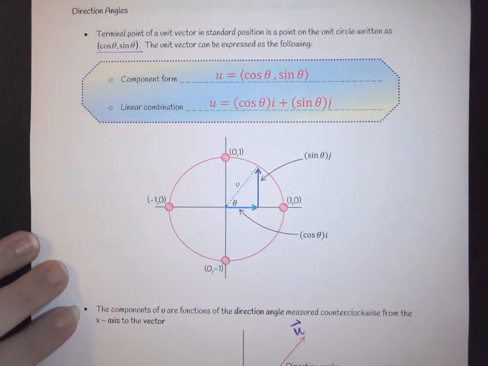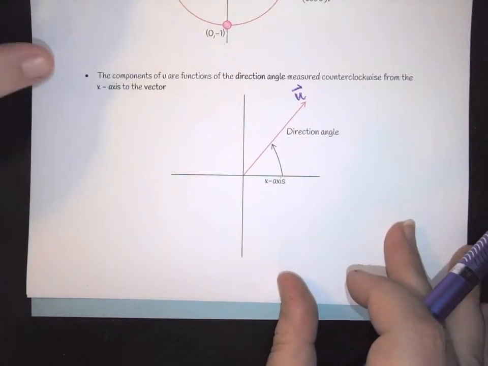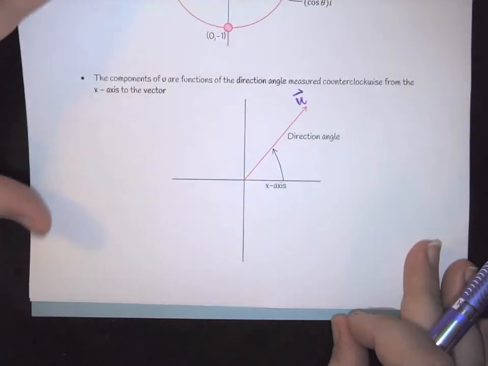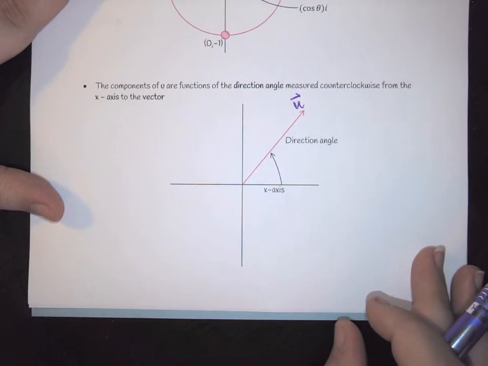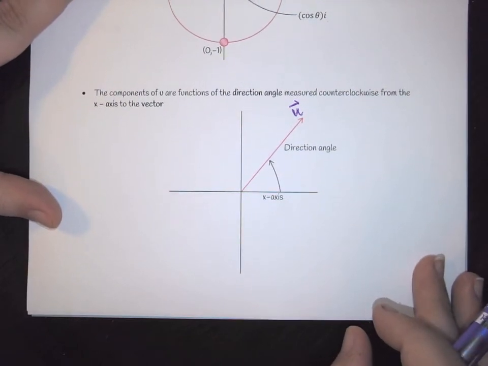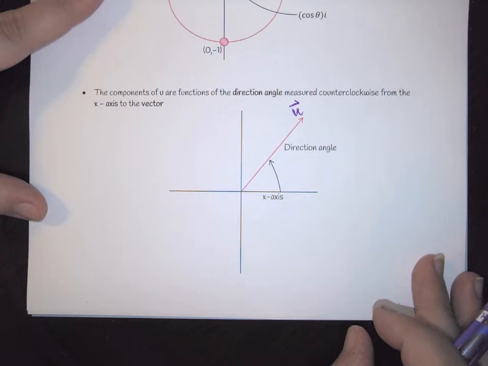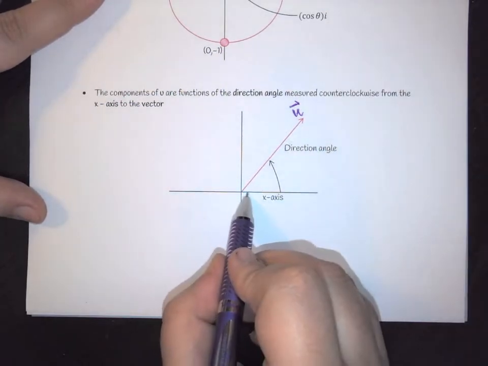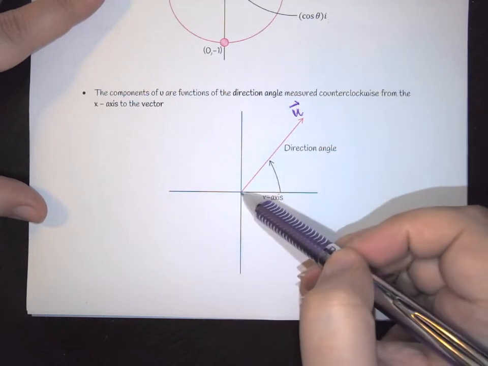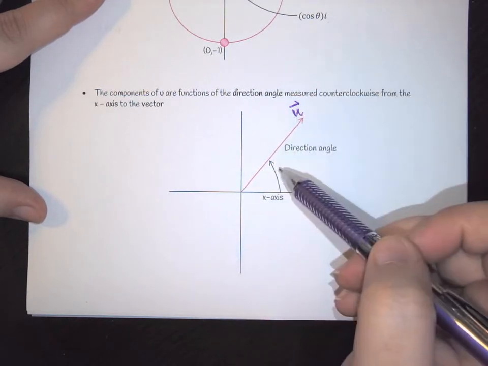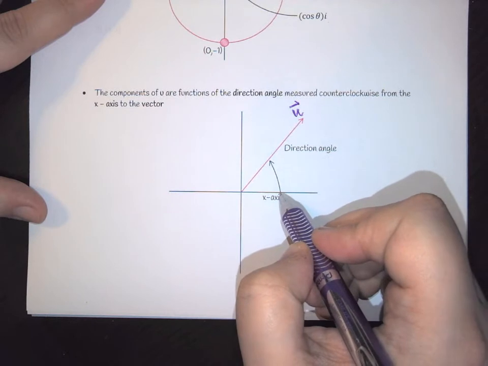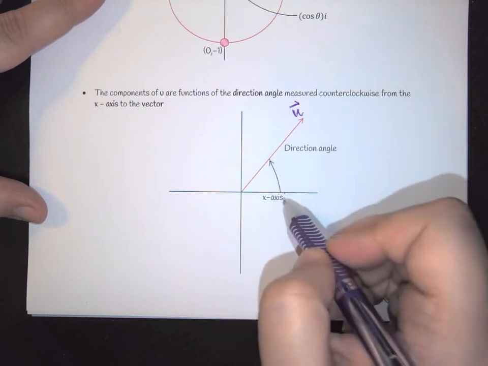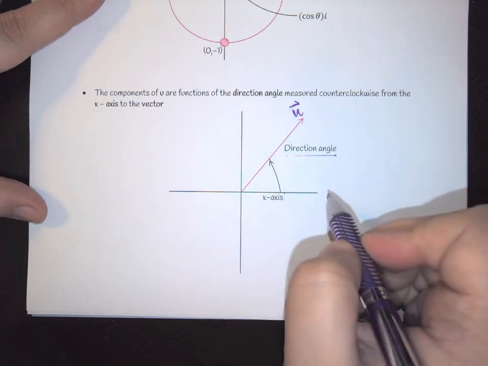Now that being said, we also have that the components of your vector are going to be functions of the direction angle, which is measured counterclockwise from your x-axis to the vector. So this is my x-axis down here. This pink line right here would be my vector, say vector u. The angle that it takes to go from my axis up to my vector here is called the direction angle.